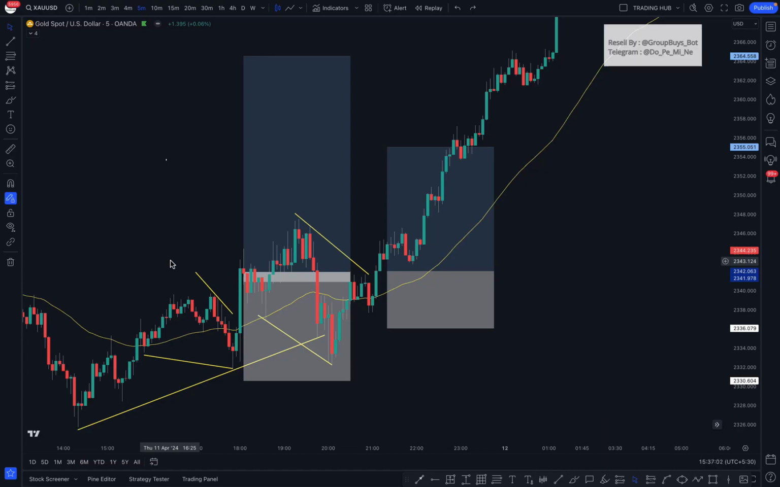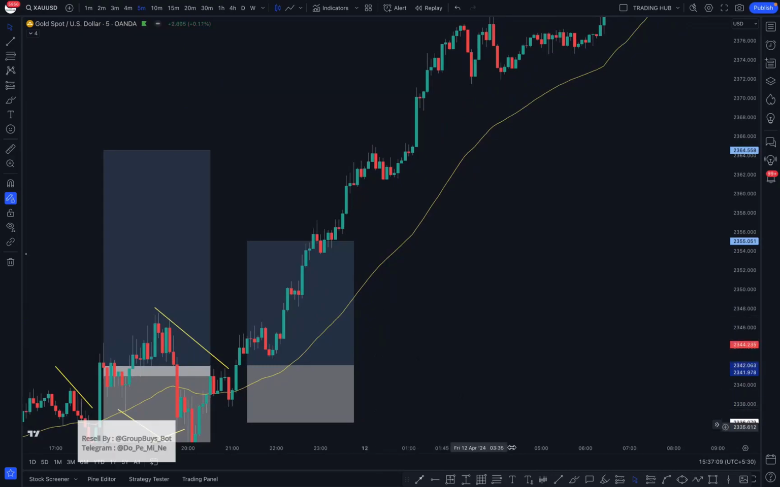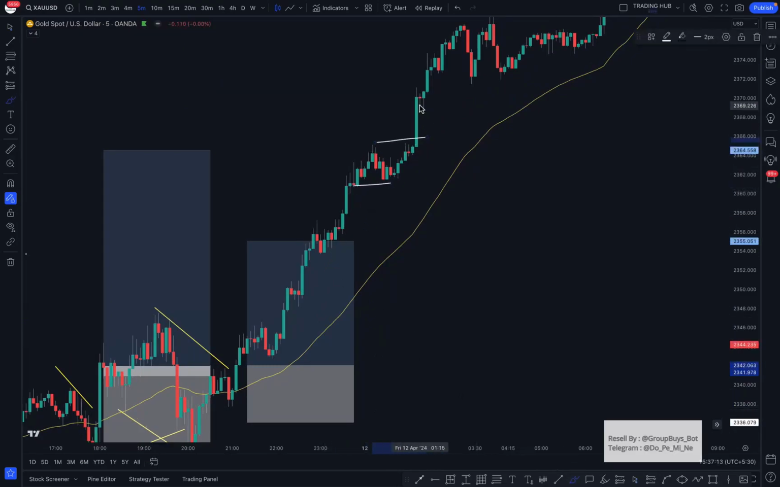Okay. So which I will cover in more detail in the next upcoming chapter. So these are valid zones. Okay. Look at this one. What happened here? This is another flag pattern here.